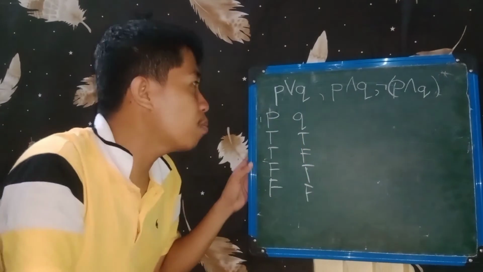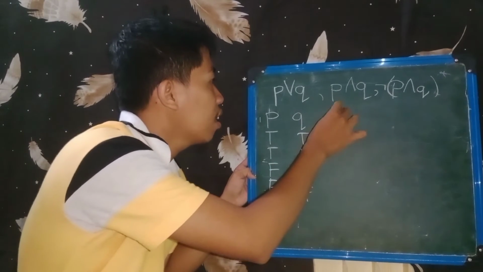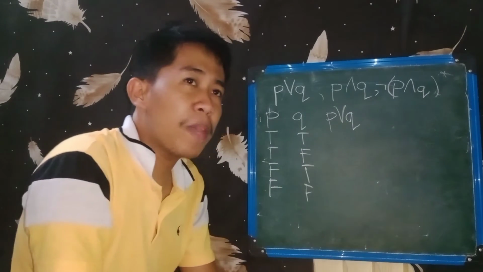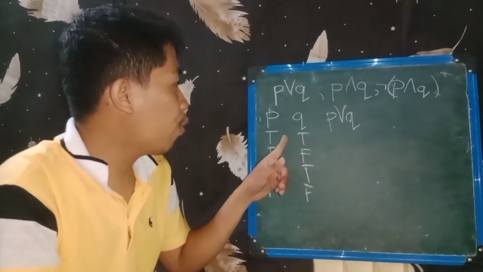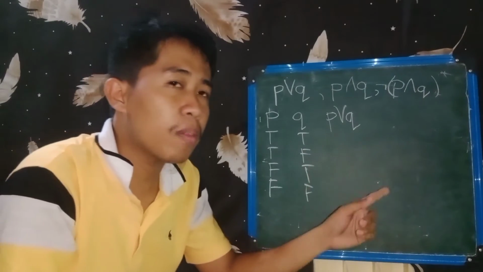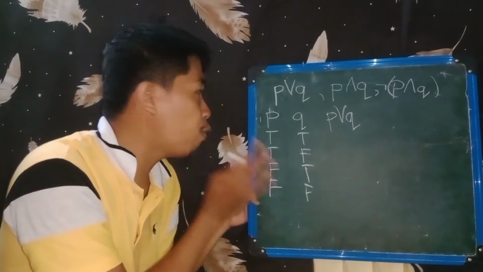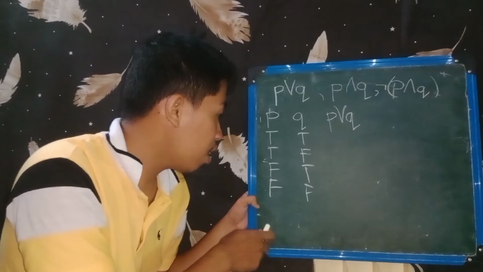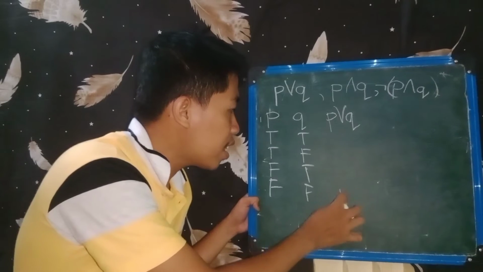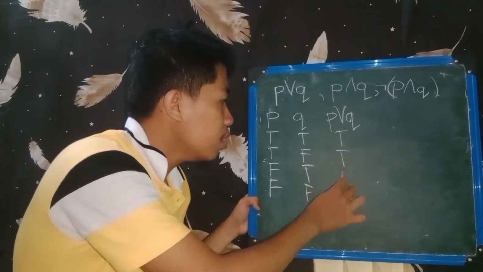What will be the next column we will construct? We will construct P or Q. According to the rule, the statement P or Q will only be false if both statements are false. The only combination of P and Q that has both false is this one. Therefore, this is the only false on this part. So the other three are true.